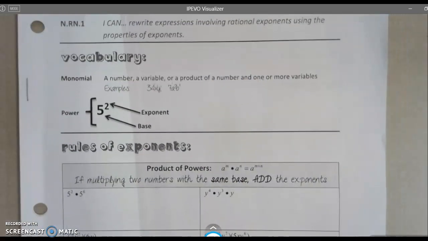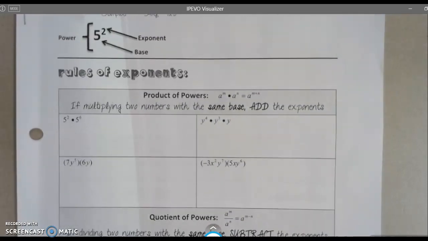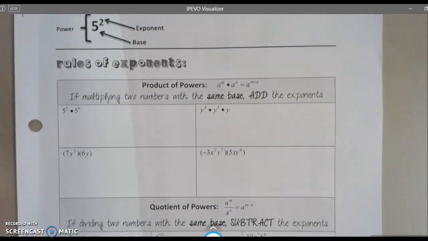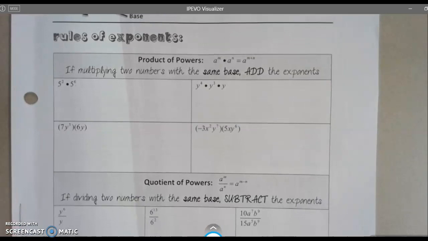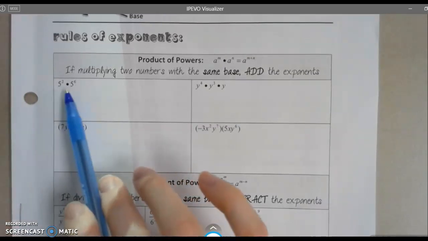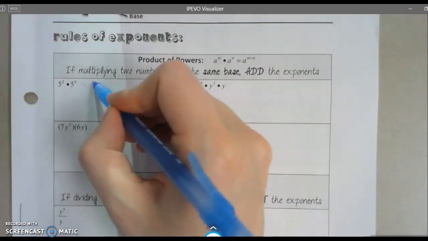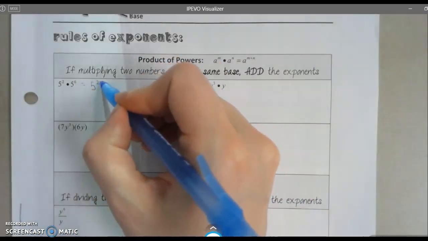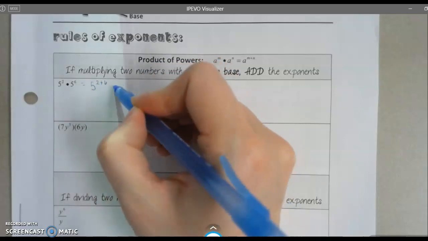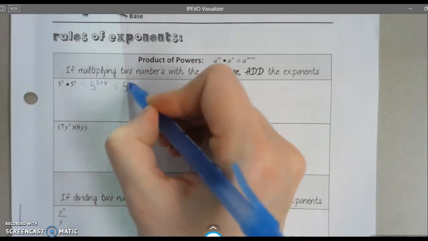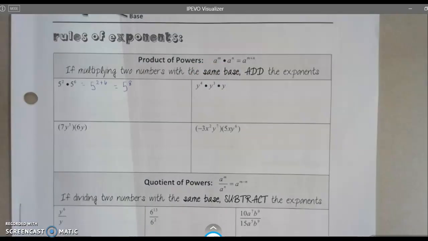Now, to make it short, we're going to go over these rules of exponents. Our first rule is if you multiply like bases, such as 5 squared times 5 to the 6th, how many 5s are being multiplied? Well, you will find that you add 2 plus 6 together, and that gives you a total of 8 5s being multiplied, or what we call 5 to the 8th.